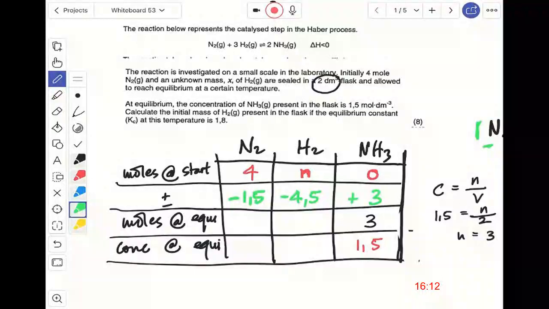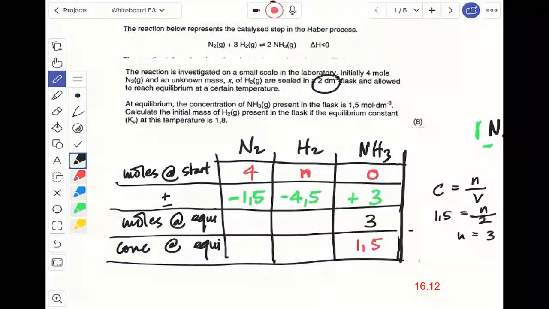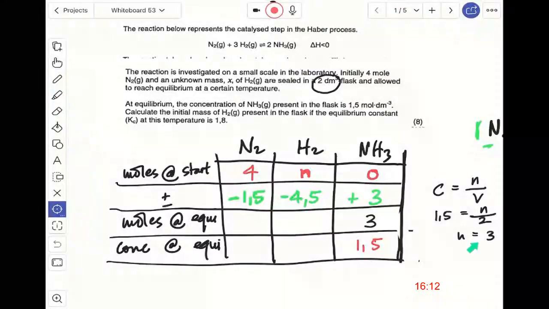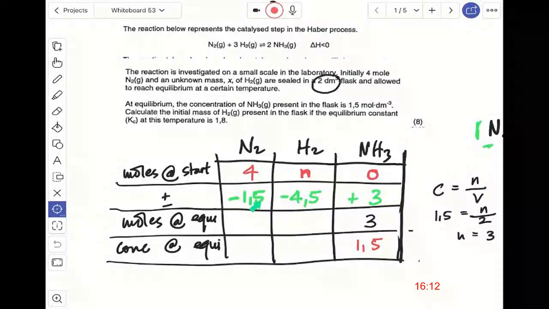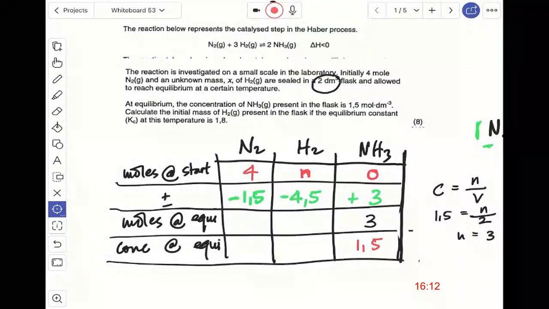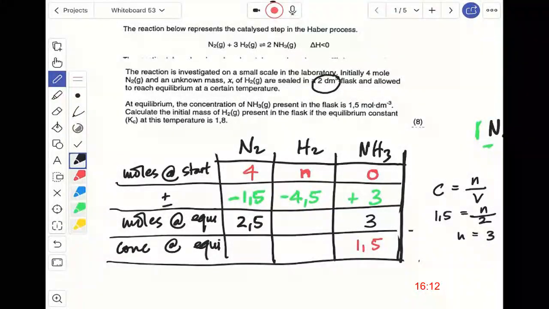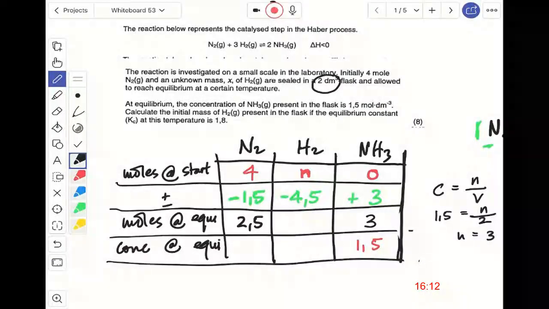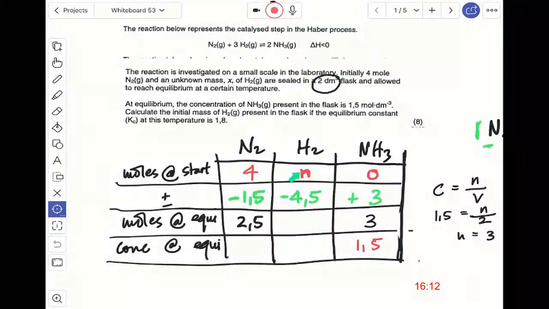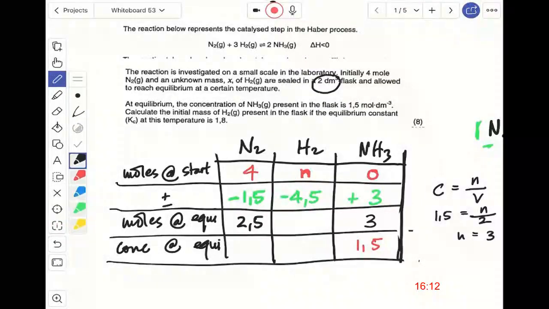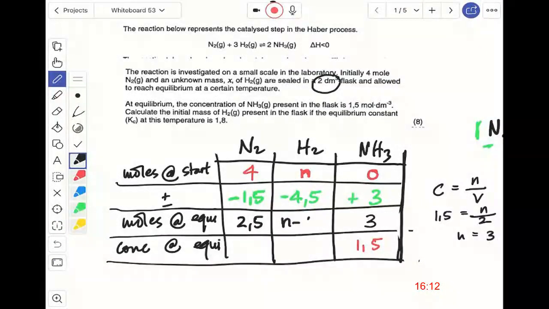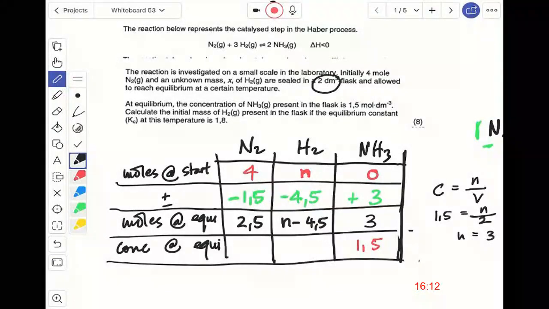That means with the nitrogen, I had 4 at the start, I used 1,5, which means I have 2,5 left over. And that's my moles at equilibrium. I had N, I used 4,5, and that means I've got N minus 4,5 left over.